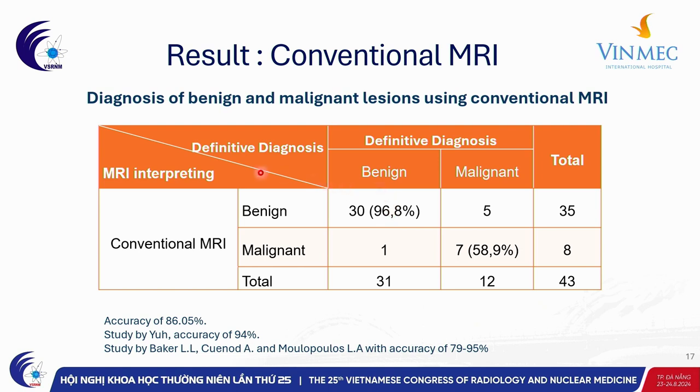For the diagnosis of benign and malignant lesions using conventional MRI, we have the result here. The accuracy of the test using only conventional MR is 86.05%. It is quite similar to other reports, for example Baker or Jerk, where the range is around 80 to 95%.